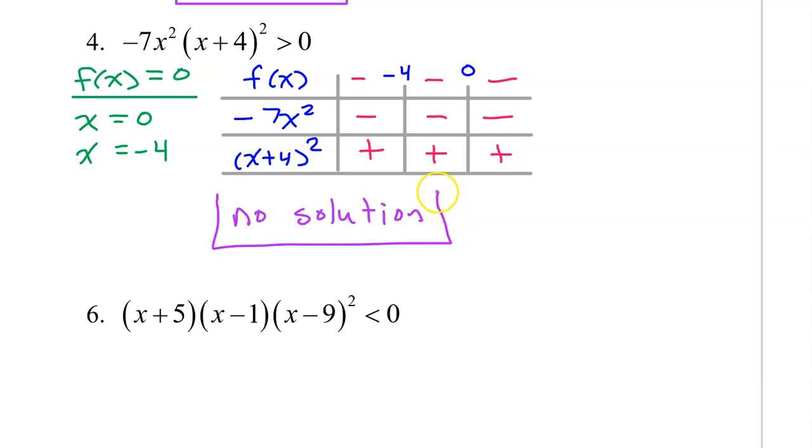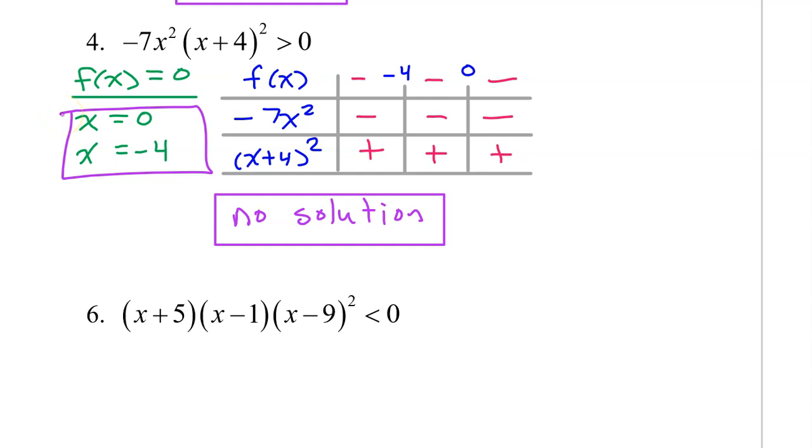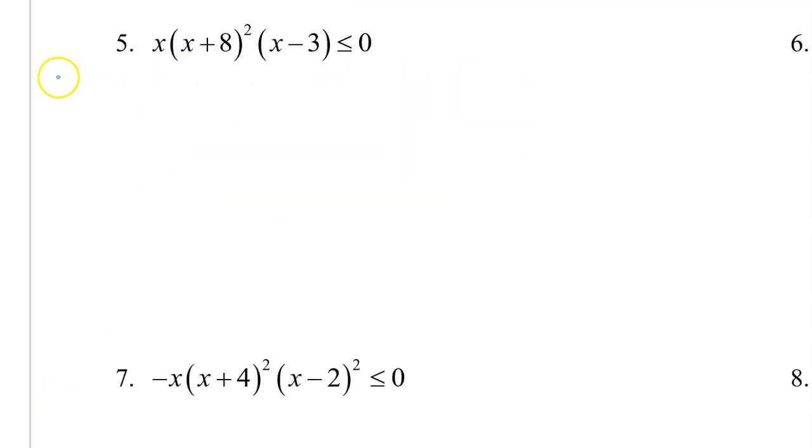Notice that we would still have a solution if this had said greater than or equal to 0. Then the solutions would have been x equals negative 4 and x equals 0. Basically, these would be the solutions right here if it had been "or equal to." But since we only want the intervals where f of x is greater than, not equal to 0, there are none of those. Number 5, let's start off by making our list of zeros.